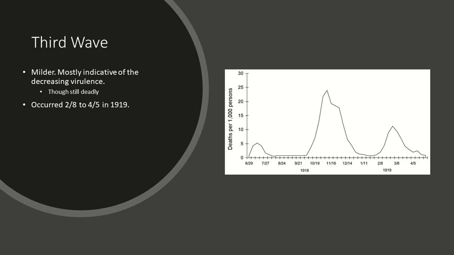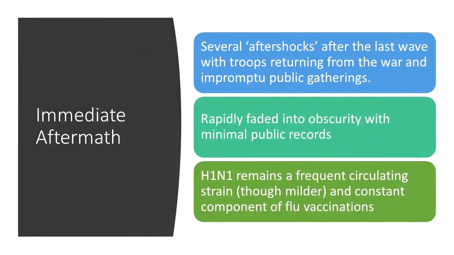So the immediate aftermath of the 1918 flu was several aftershocks after the last wave, with local public gatherings, which persisted for a couple of years. This pandemic actually rapidly faded into obscurity. The thought is that it was kind of bundled with the memories of World War I, which also tended to fade into obscurity with the Great Depression and World War II after. And to this day, H1N1 remains a frequently circulating strain of the flu, though much milder than we saw in 1918. And it's a constant component of our flu vaccines yearly due to this concern.